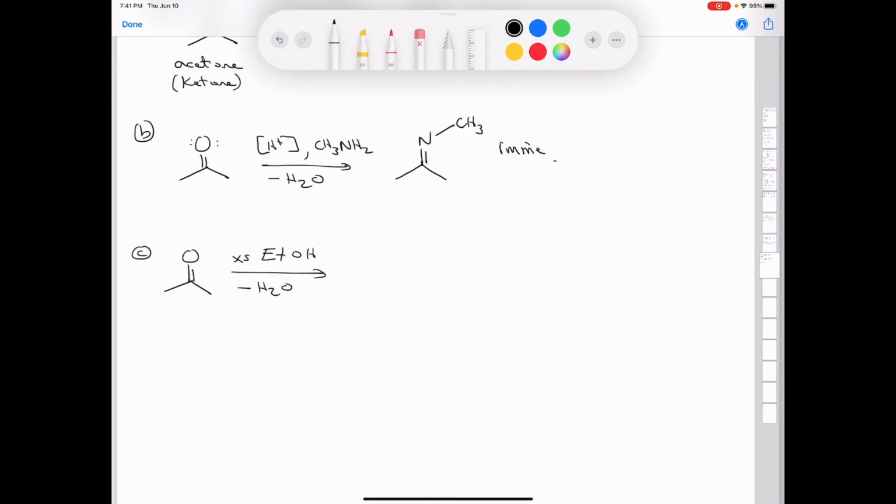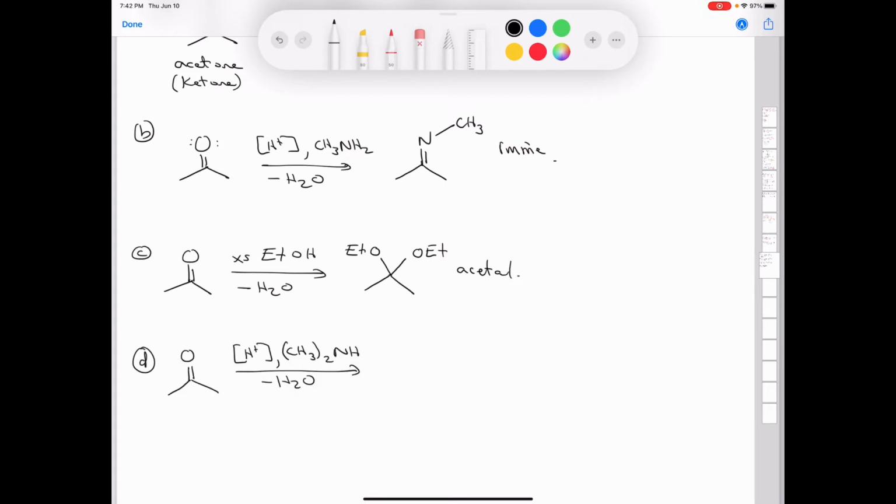In C, we're treating the ketone with excess ethanol, which is an alcohol, and we're losing water. So we're going to produce an acetal. Our carbonyl carbon will now have an ether bond to an ethyl group and another ether bond to an ethyl group, like that. And so we end up with an acetal.